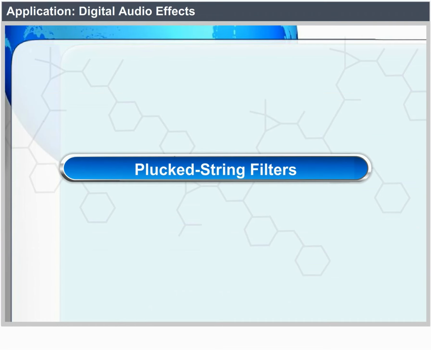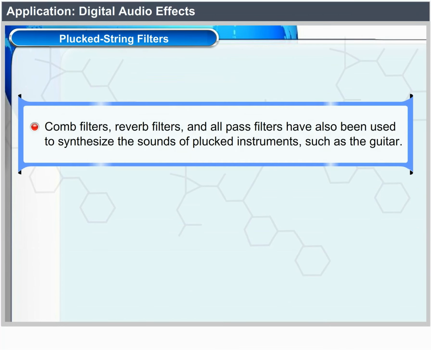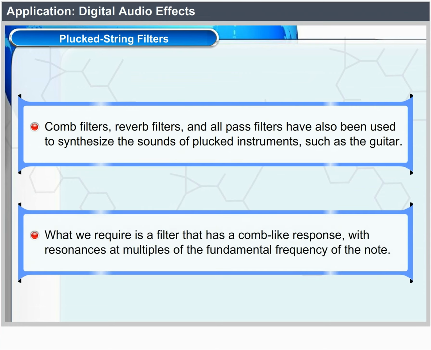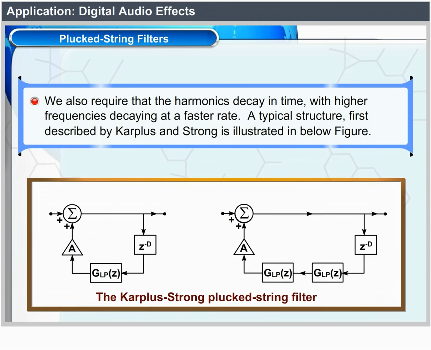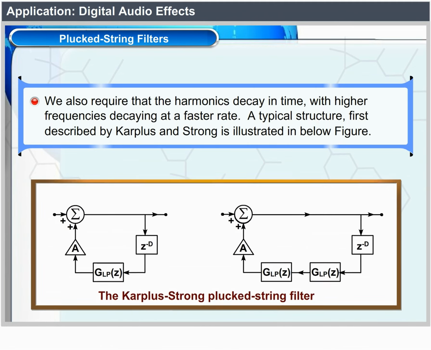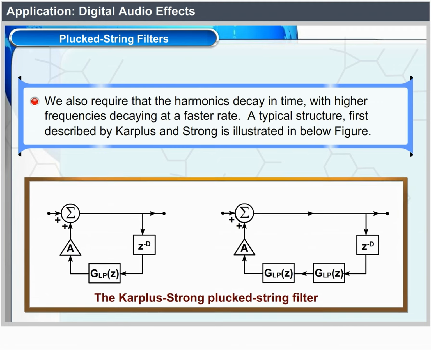Plucked string filters. Comb filters, reverb filters, and all-pass filters have also been used to synthesize the sounds of plucked instruments such as the guitar. What we require is a filter that has a comb-like response with resonances at multiples of the fundamental frequency of the note. We also require that the harmonics decay in time with higher frequencies decaying at a faster rate.